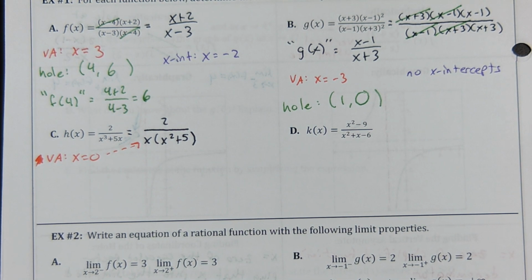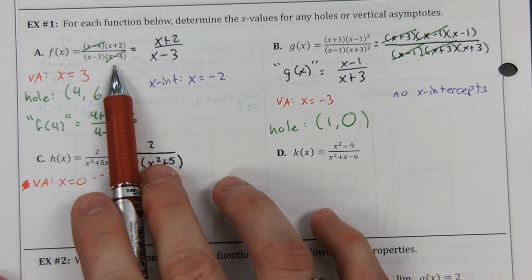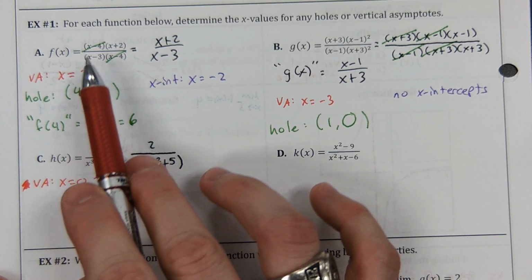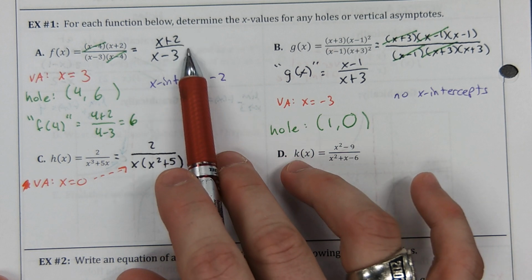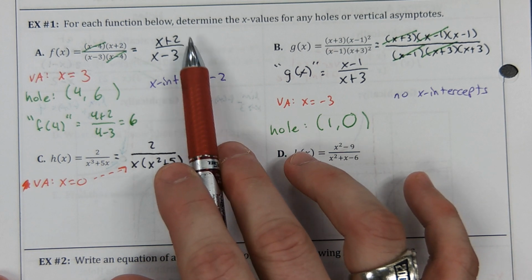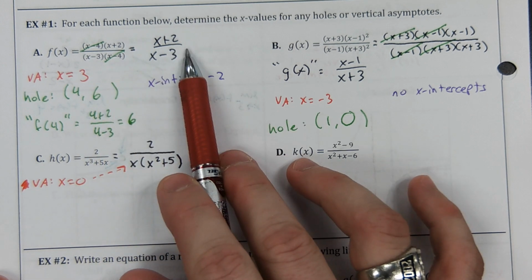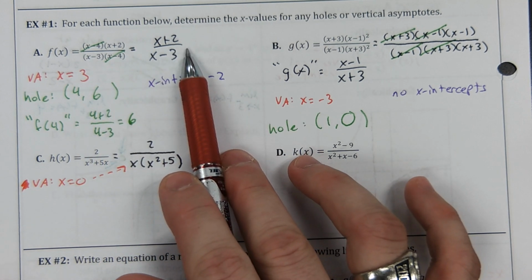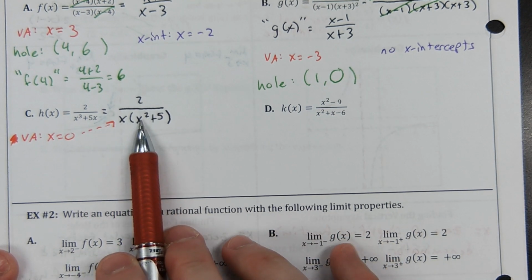Why isn't that a hole? Because look at where the holes happened before. Let's look at this original one. The hole happened at x equals 4 because I was able to cancel it out. And if you look at the simplified version, you're allowed to plug in 4 now. Because you were not originally allowed to plug it in, but after simplification you can, that makes it a hole. Now here, you can't use x equals 0, and nothing is even simplifying. Vertical asymptote.